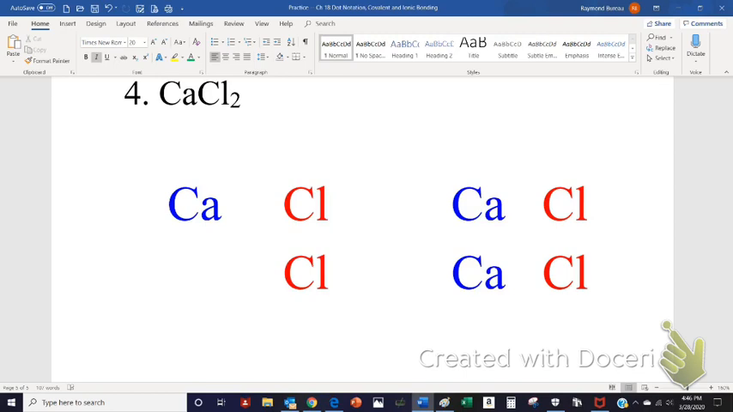Calcium is group 2A. It's an alkaline earth metal, so 2 valence electrons. Chlorine is a halogen, group 7A. It has 7 valence electrons. And yes, I have to do it on both. I know it gets tedious, but that's the rules. That's the way we do it.